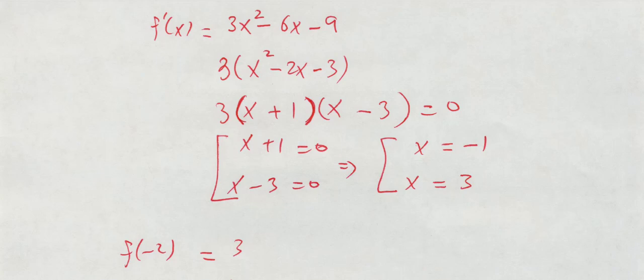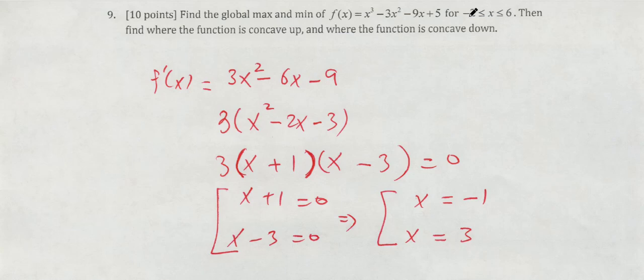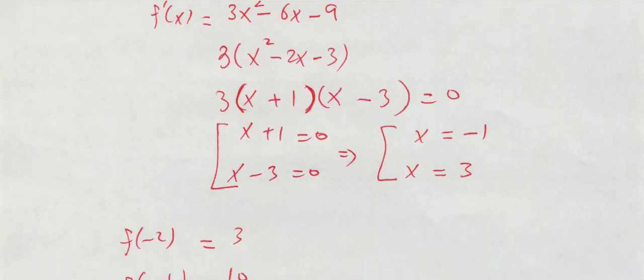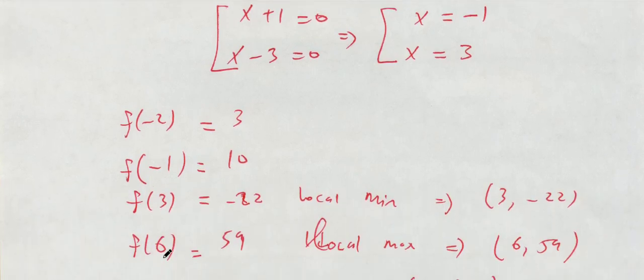In order to check for global max and min, we must also consider the two endpoints, -2 and 6. To check for the global max or min, we use the original function to test the value of the original function at the two endpoints and at the two critical points. So all we do now is the testing. We know -2 and 6 are the two endpoints, and -1 and 3 are the critical points. So we plug all four values into the original function f, and we compare the values.